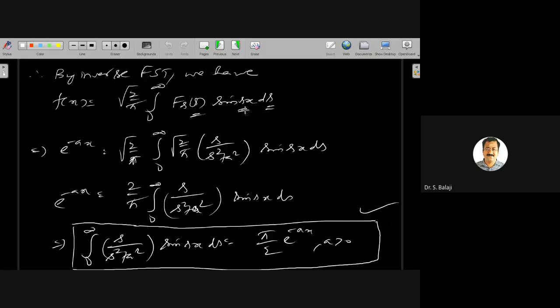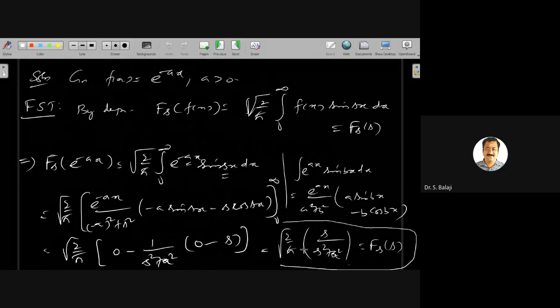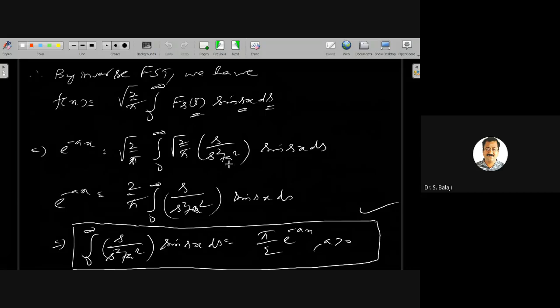Everything is a function of s. Now f of x equal to e power minus ax. So e power minus ax equals root of 2/pi, integral 0 to infinity, Fs of s, which we have just now obtained, root of 2/pi s by s square plus a square, sin sx ds. It will be 2/pi integral 0 to infinity s by s square plus a square sin sx ds.